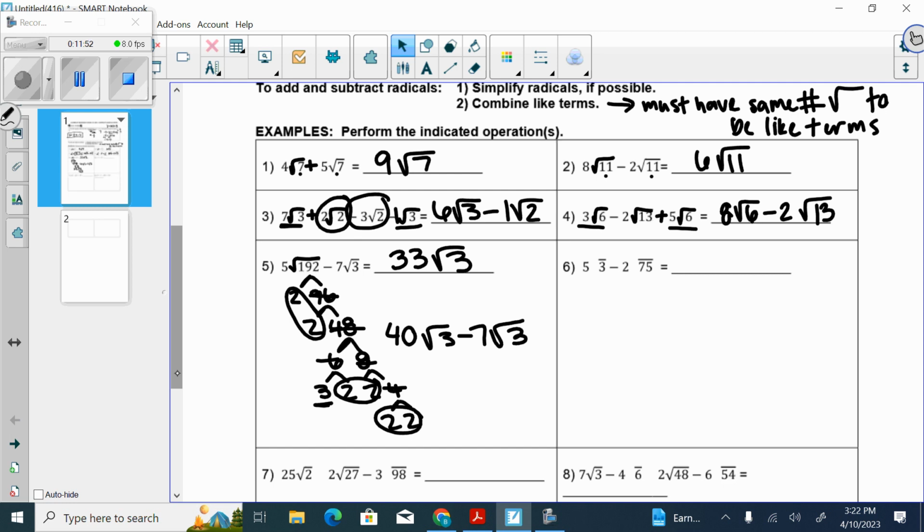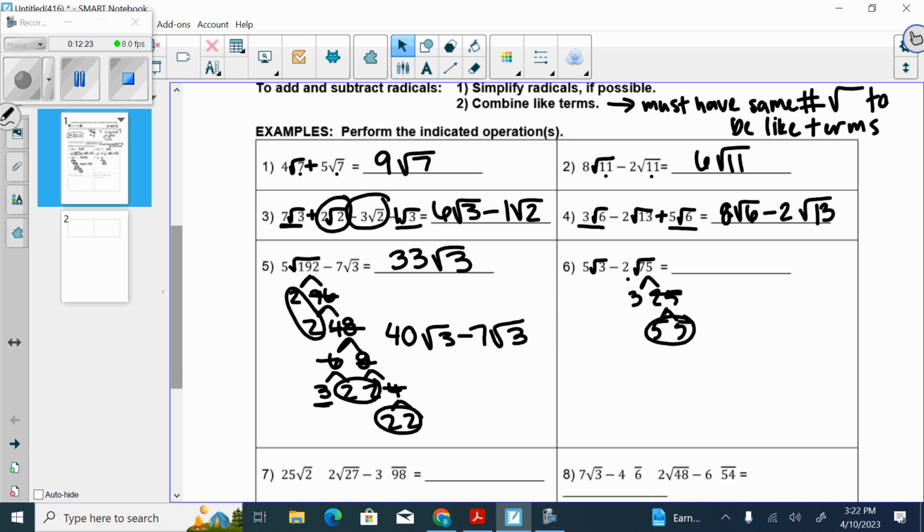All right, on number 6, we have 5 square root of 3 minus 2 square root of 75. Okay, so 75 is pretty big. We should be able to break that down, right? What multiplies to give us 75? Good. And what multiplies to give us 25? 5 and 5. All right, so I have a pair of 5s. So I get to take out a 5.